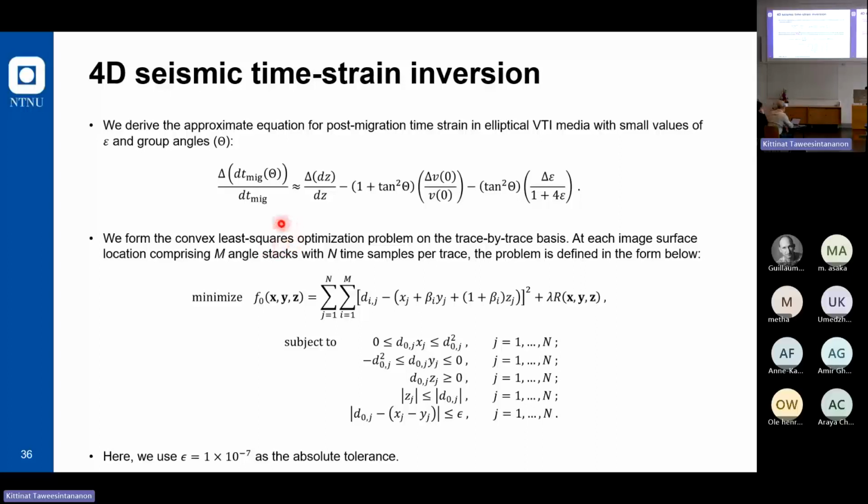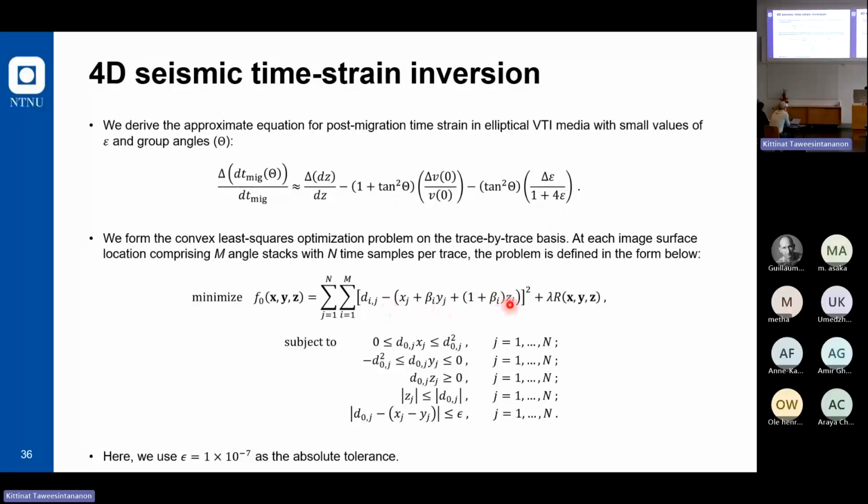trace by trace basis. So our observed data is the time strain measured from the post-migration stack for each angle. And this is our predicted formula, this model. So we form the cost function into this format where D is our observed data, which is the time strain. And this is the formula. It is the model data using this formula.